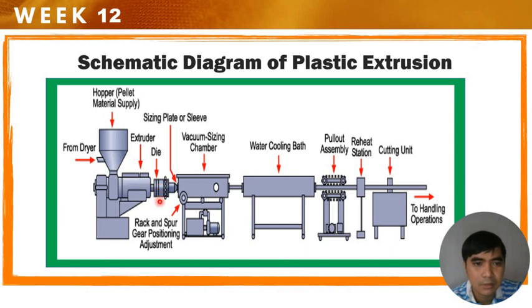Next they go to the vacuum sizing chamber, meaning they are being shaped into a more complex shape here. Then the water cooling bath, so here they are being cooled. Pull out assembly: these are the conveyors. Reheat station: the plastic part should be reheated for it to be easily cut off.